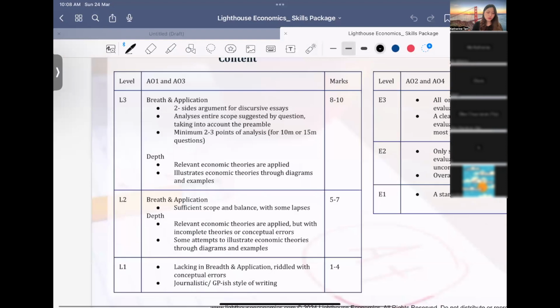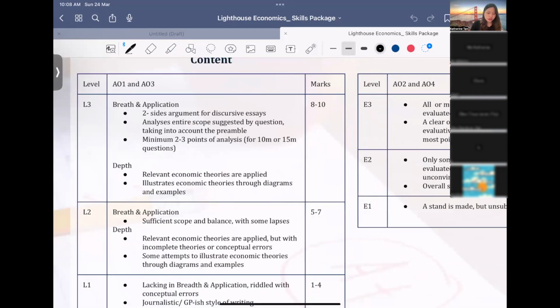So how do we know whether it's an L3 or E3? This is not really taught in schools on how this is graded, but through Cambridge examiners, when we see the way they mark, we can infer this. So for content, you want to aim for L3. How it's graded is firstly, you look at breadth and application: how balanced or how big is the scope of the essay? Second, for each of the points of your essay, how deeply is it written? How well is your analysis?